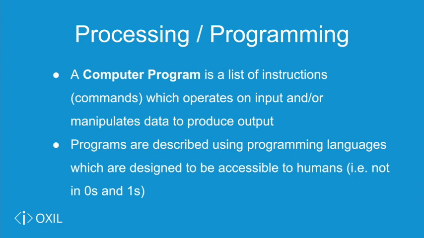Programs are described using programming languages which are designed to be accessible to humans. So we're aiming not to write our software in noughts and ones, which is a native computer language. We're aiming to write software in a manner that would make sense to humans and is comprehensible in some way.